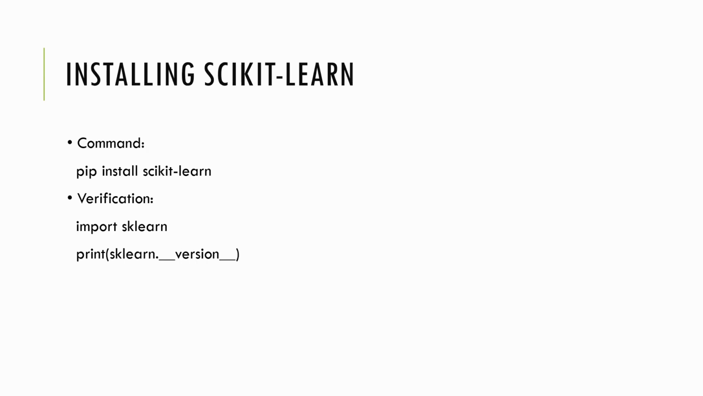To install scikit-learn, you can use pip, the Python package manager. Simply type pip install scikit-learn in your terminal. Once installed, you can import the library and check the version using print(sklearn.__version__) to ensure everything is set up properly.